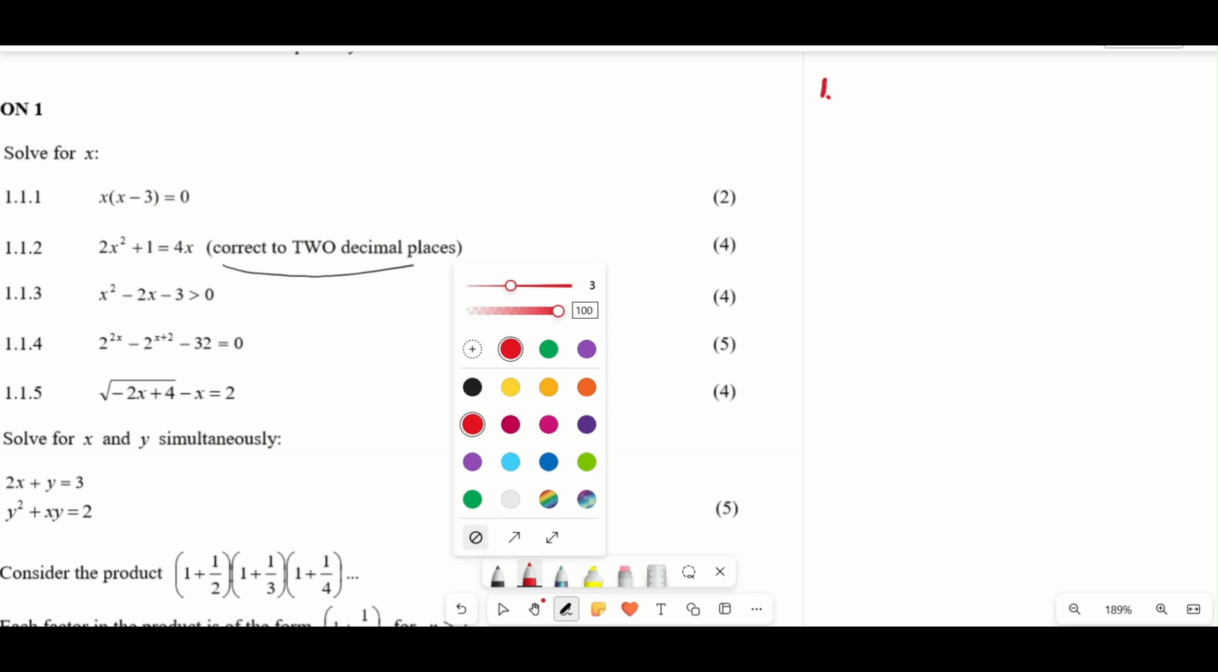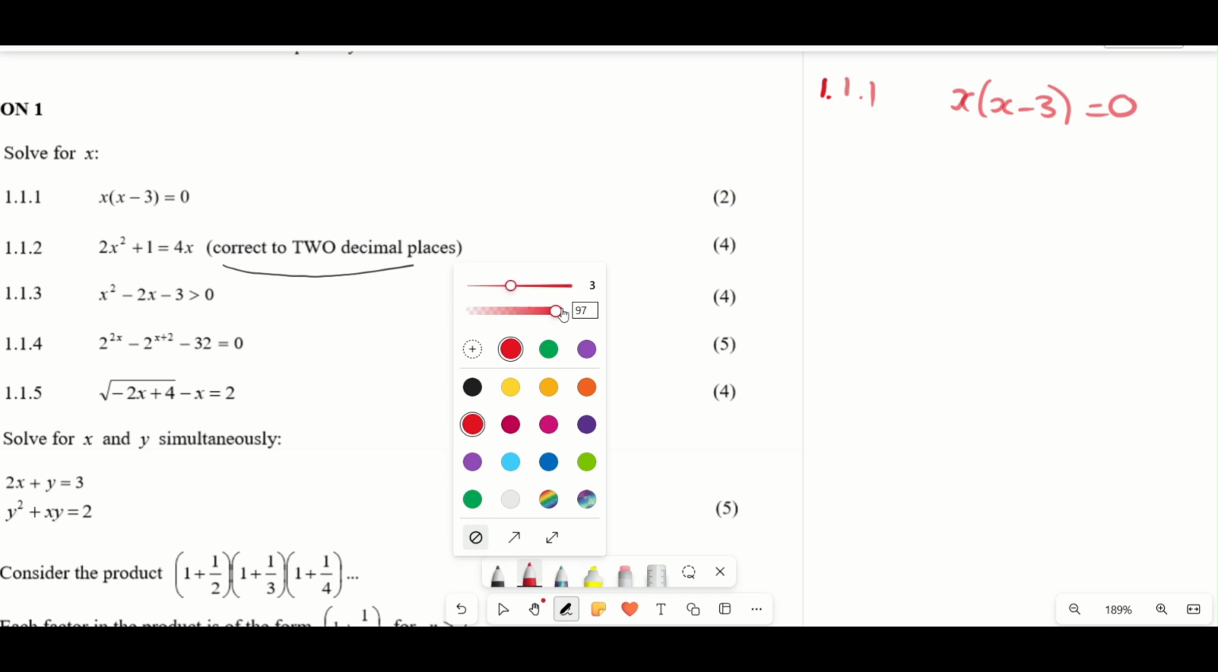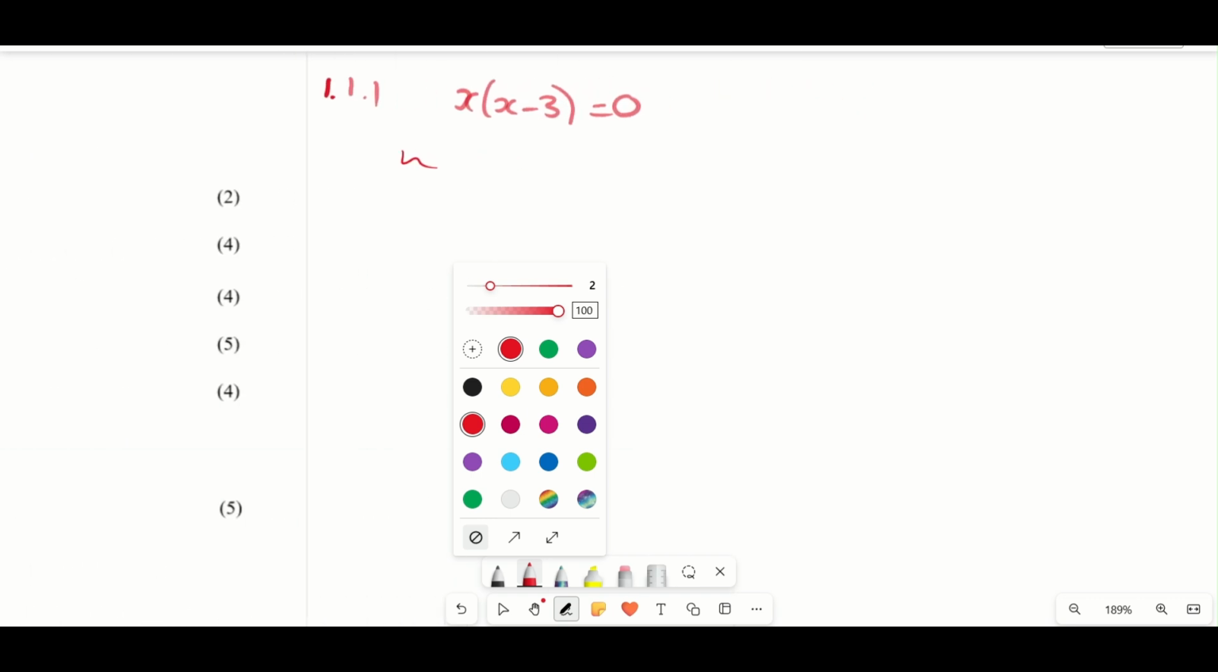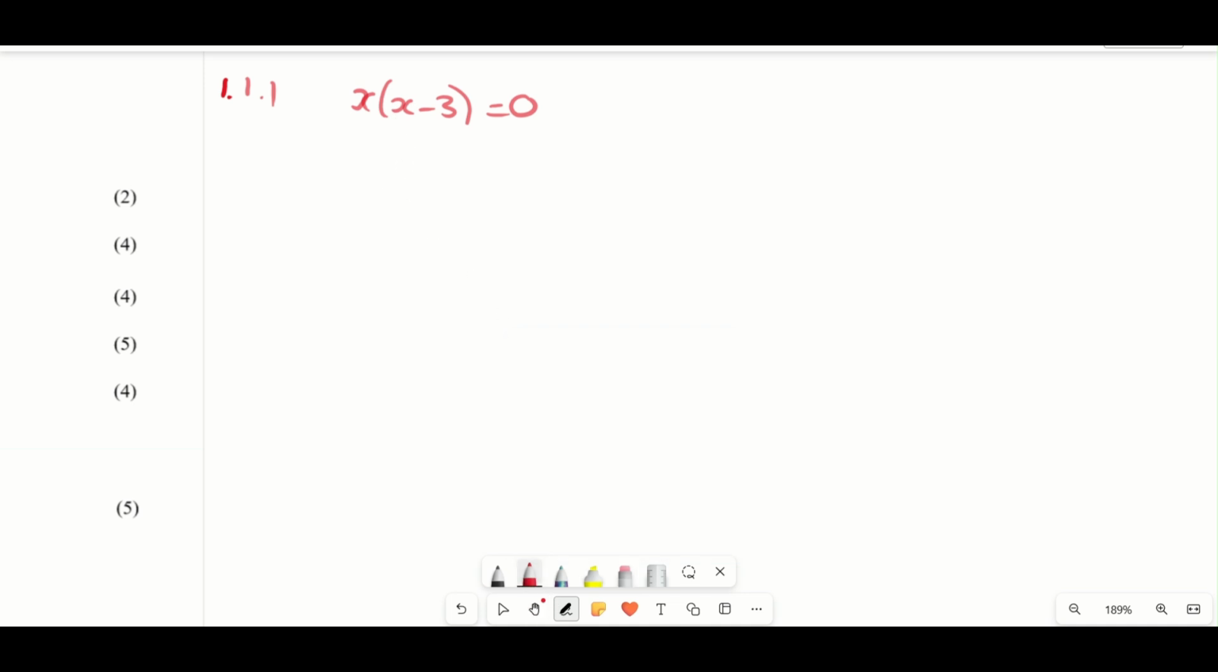Question 1.1, solve for x. It is given that x times (x minus 3) is equal to 0. So here is the first question: x times (x minus 3) is equal to 0. This one is for 2 marks.